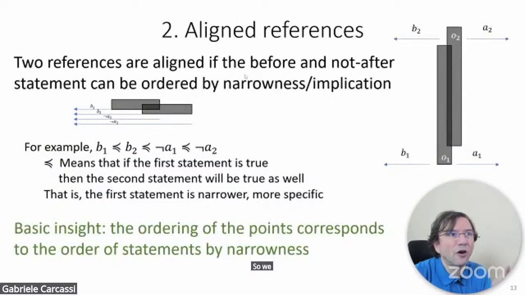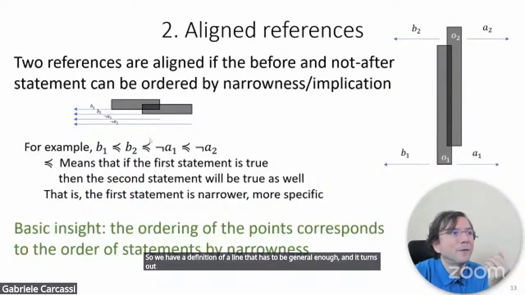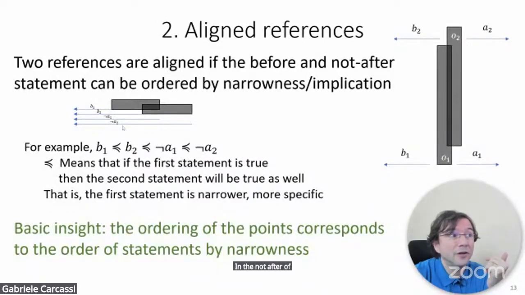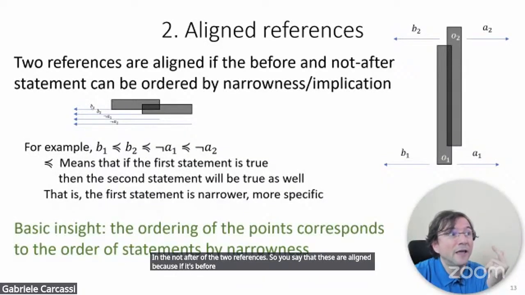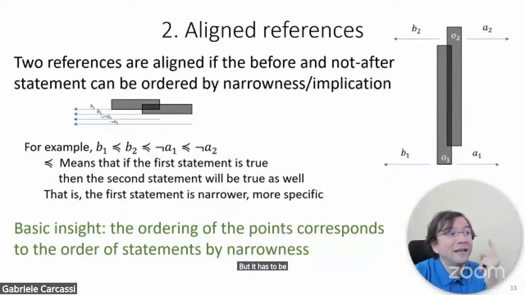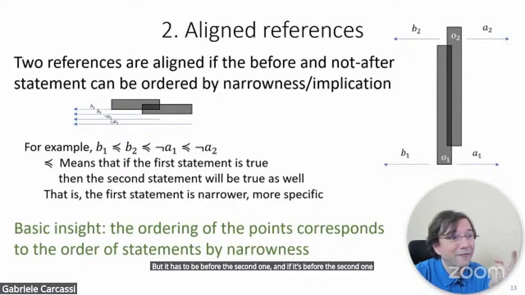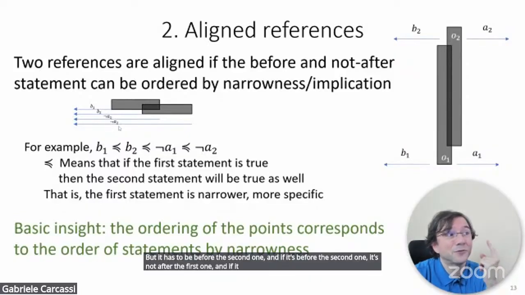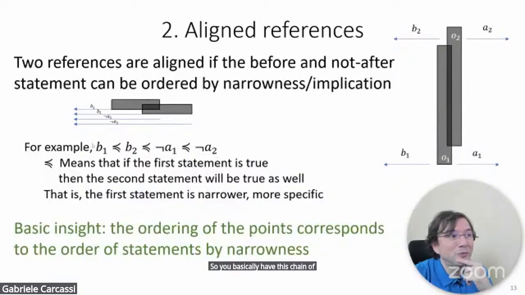So we need a definition of a line that is general enough, and it turns out the way you define the alignment is that you look at the before and the not after of both references. So you say that these are aligned because if it's before the first one, then it has to be before the second one. And if it's before the second one, it's not after the first one. And if it's not after the first one, it's not after the second one. So you basically have this chain of implication between the references.